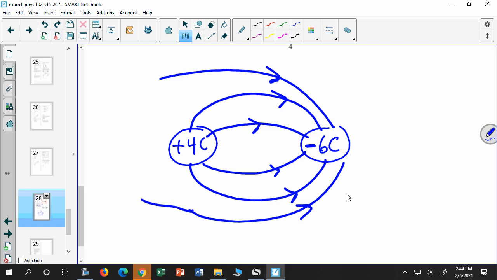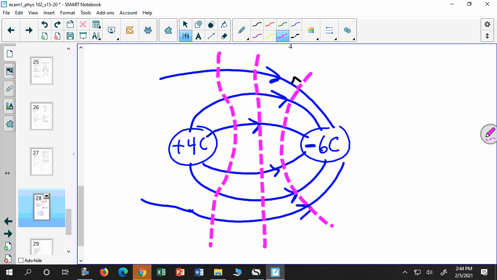So notice that these do not go into the plus 4 coulomb. And then if I were to draw equal potential lines, the way that I draw those is every time I come up to a field line, that angle should be 90 degrees. They're perpendicular to the field lines. Look like that. You could draw more to fill it in.